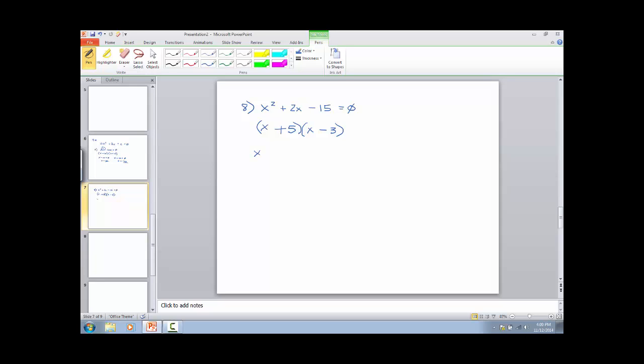So the only thing we have to do new in this chapter is set that equal to 0 and solve for x. So x plus 5 equals 0 gives x equals negative 5, and x minus 3 equals 0 gives x equals 3. So again, a degree of 2 and 2 rational answers.